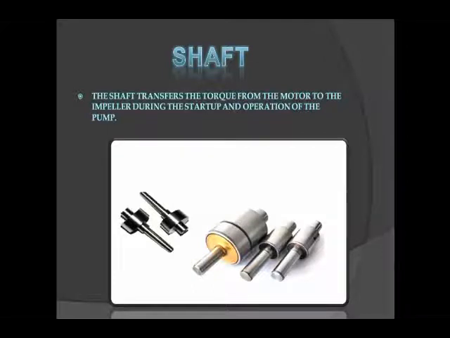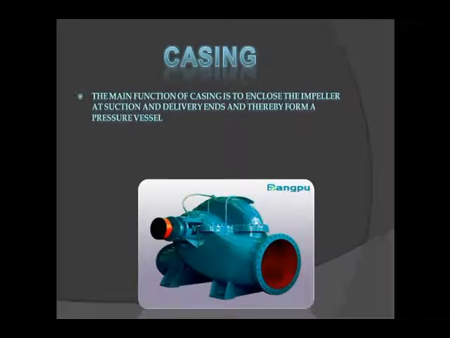Centrifugal pumps are classified as horizontal or vertical, depending on the position of the pump shaft. Casing is also a vital part of a centrifugal pump. The pump casing provides a pressure boundary for the shaft and impeller. The main function of the casing is to enclose the impeller at suction and delivery ends, and thereby form a pressure vessel.